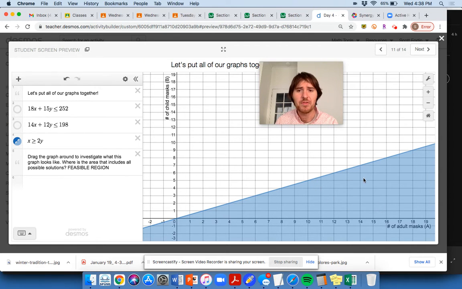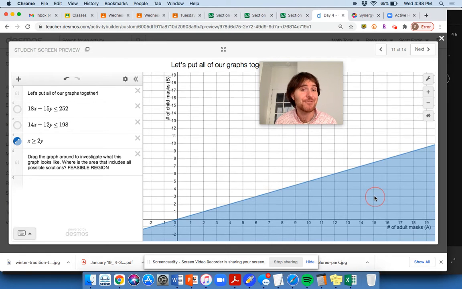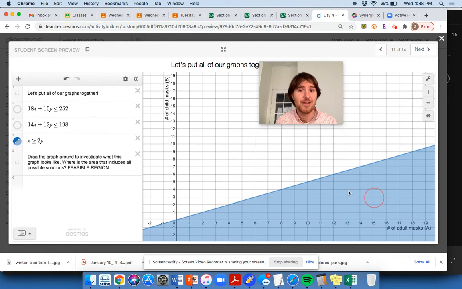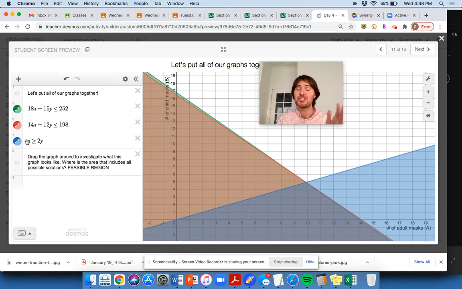So for instance, what this inequality is telling me is that I can have 15 adult masks and 2 or 3 child masks, and that's fine for satisfying that constraint. The problem is that's too much fabric and too much elastic as we put in here. So let's check it out here and let's see if we can figure out where the feasible region is.